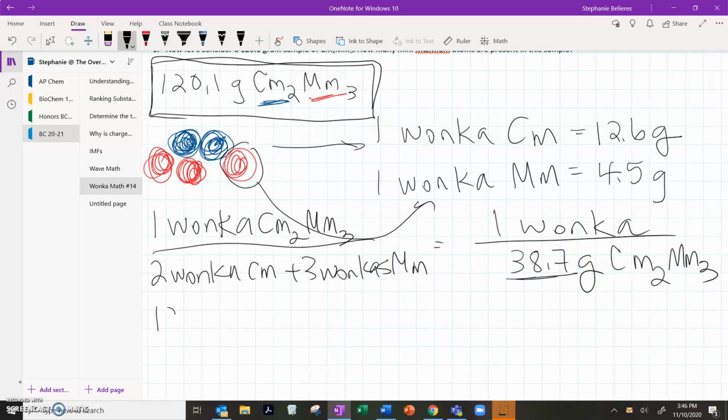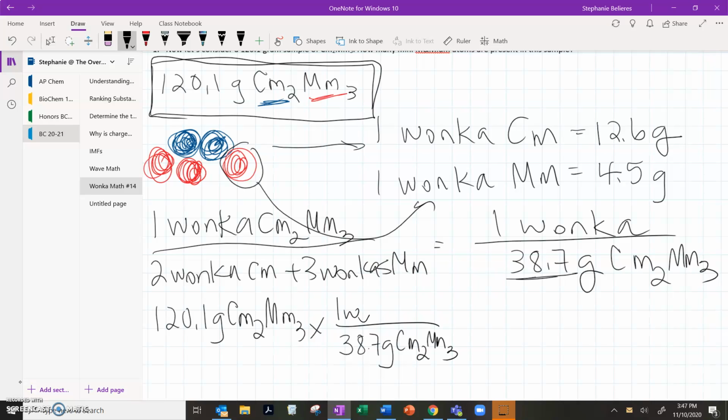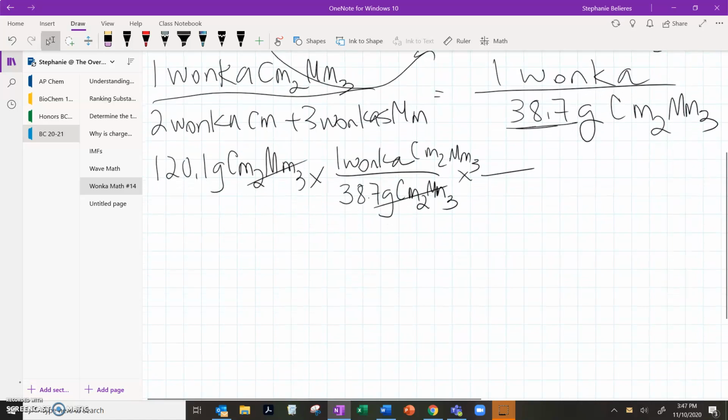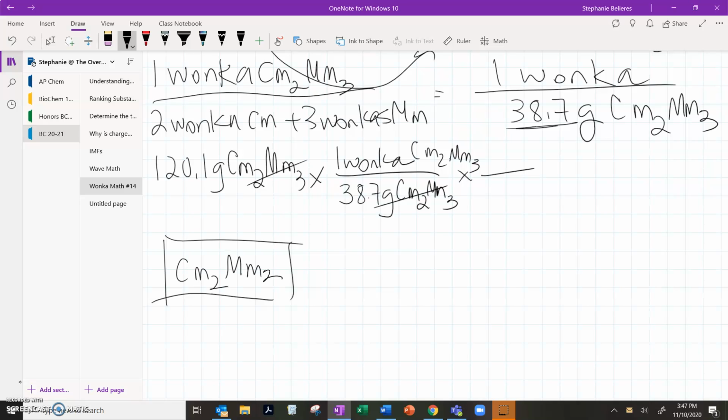So my first step is to figure out how many Wonkas I actually have if the sample is 120.1 grams. And now I know the mass of 1 Wonka is 38.7 grams, which is what I just figured out, and that's for a Wonka of those. So that gives me a number of Wonkas. Now let's say I have 1 Wonka of CM2MM3s. I have a Wonka of those.